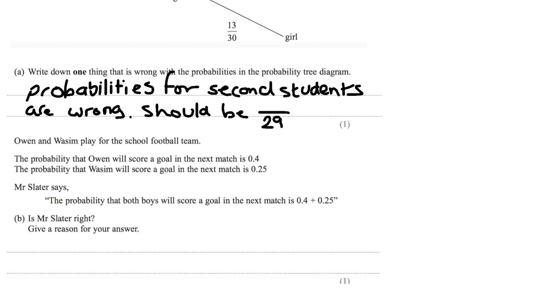Owen and Wasim play for the school football team. The probability that Owen will score a goal in the next match is 0.4. The probability that Wasim will score a goal in the next match is 0.25. Mr. Slater says the probability that both boys will score a goal in the next match is 0.4 plus 0.25. Is Mr. Slater right? Give a reason for your answer. Well, Mr. Slater is wrong, and the probability should be multiplied together. So, no.